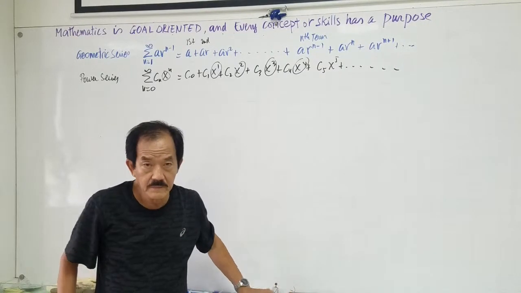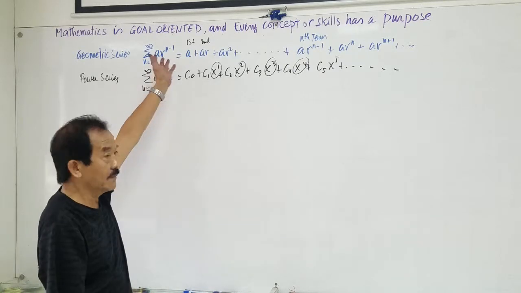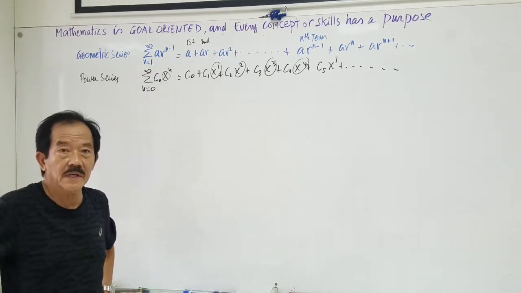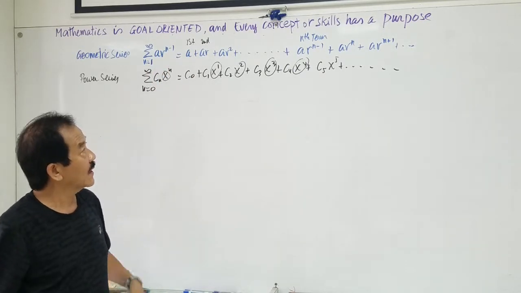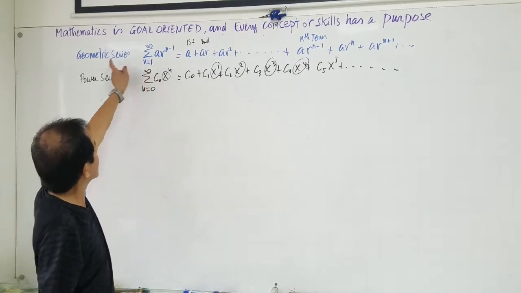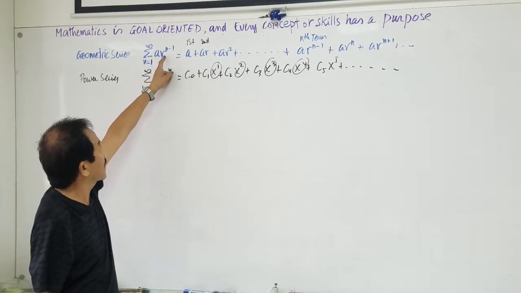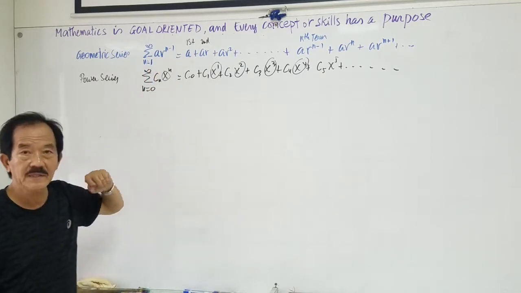Okay, so today I want to summarize everything about the series. We learned the Taylor series and Maclaurin series. So now I want to take you back to the pre-calculus days. We learned this one, the geometric series, which is the sum of a times r raised to the power n minus 1.